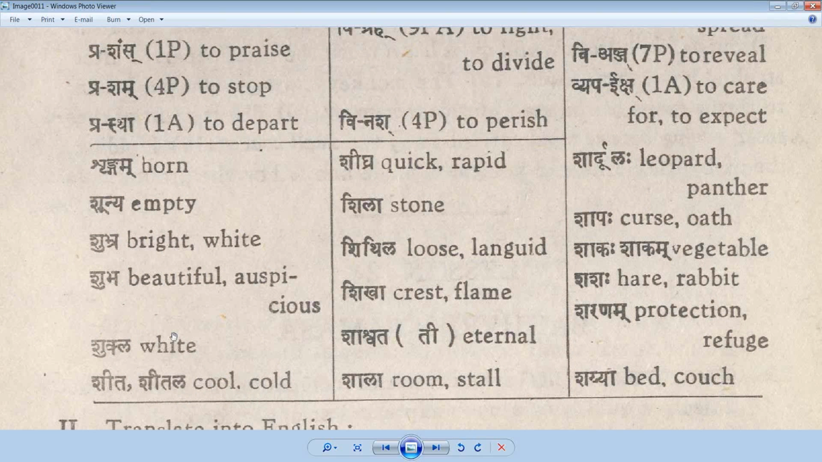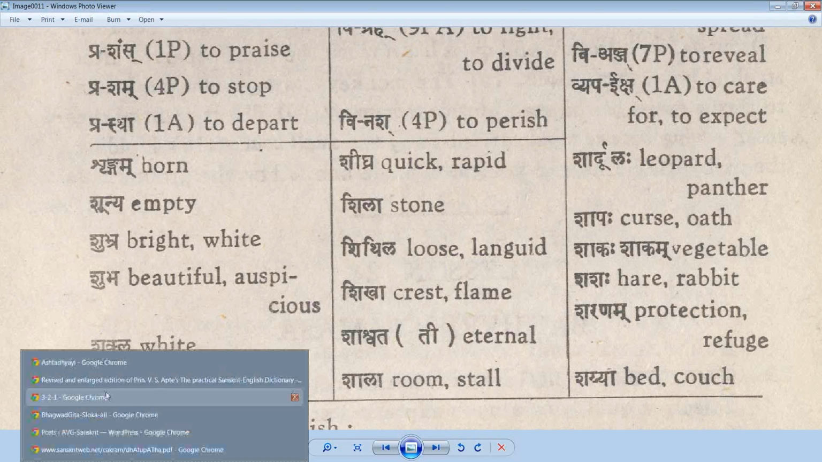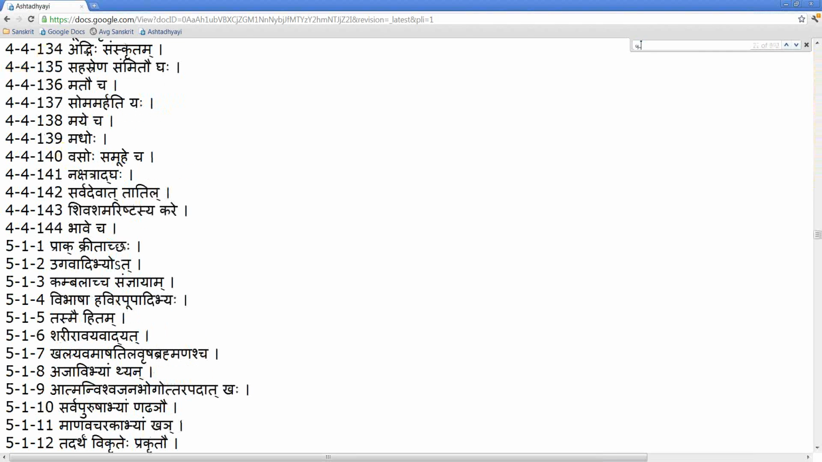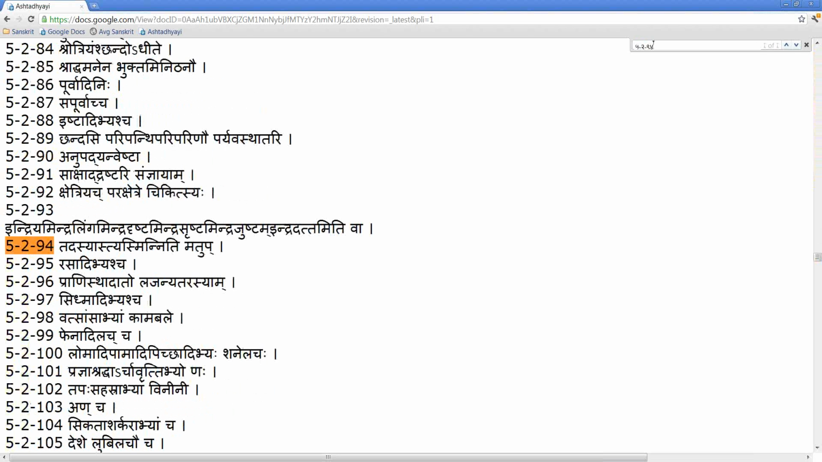Shukla, Shita, Shitala. This la, by the way, is a Taddhita pratyaya, which you probably won't suspect. But if you want to look up, one of the interesting sections of the Taddhita pratyayas is the Matvarthiya adhikara, which starts from 5.2.94. Tadasyastyasmin iti matup. Within that, there is a sutram which Panini has, Lomadi Pamadi Pichchhadibhyah Shanelachah. Like you say, Shamala, Mridula.